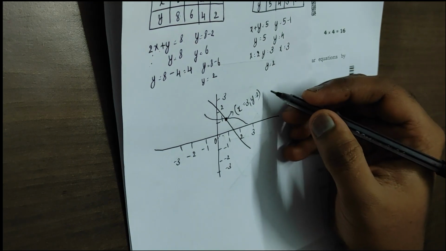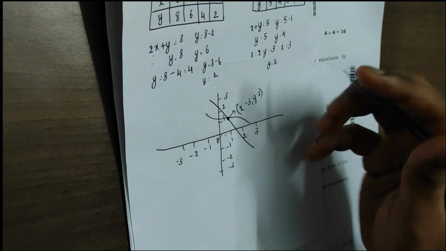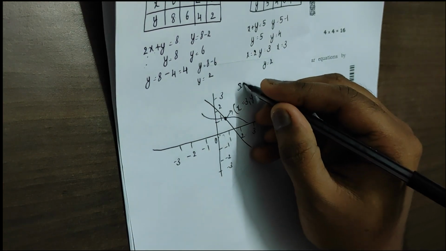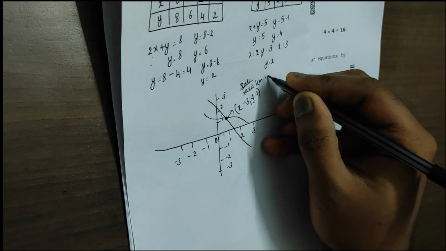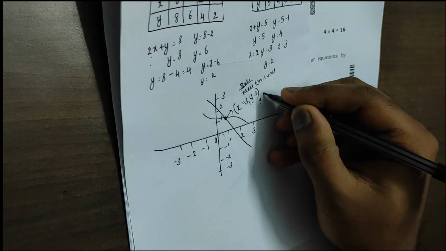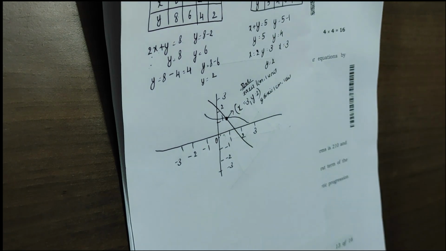Don't forget to write the scale on the top right corner of the graph. You have to write scale, x-axis 1 centimeter is equal to 1 unit. y-axis 1 centimeter is equal to 1 unit. Don't forget to write this.